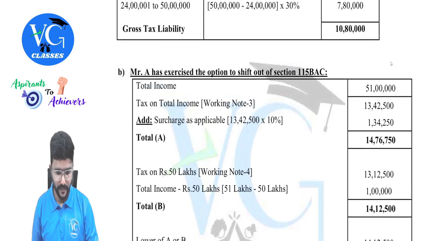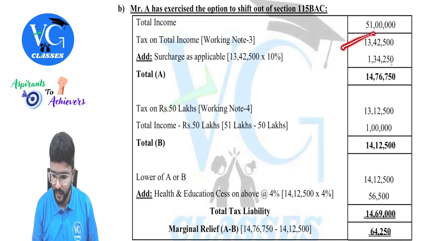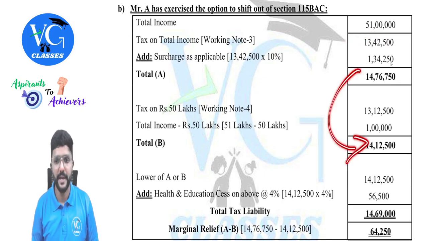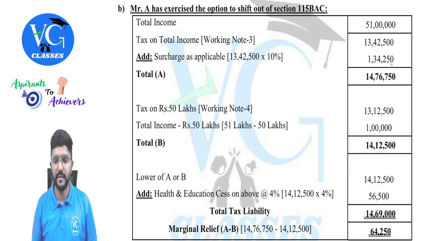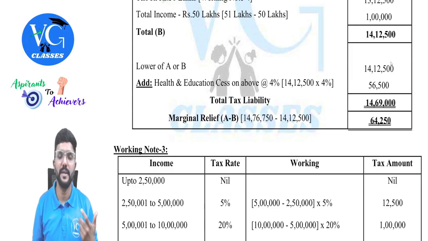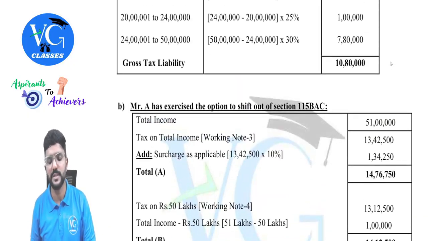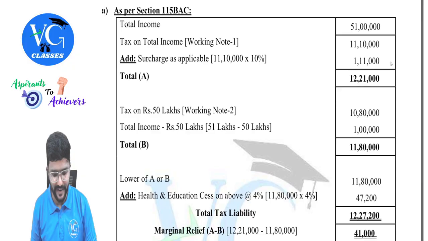Okay, yes, whatever we have got in working note 3 and 4, we have to get it here. So then compare A and B, whichever is lower we need to take, whichever is lower is 14 lakh 12,500. So relief is available here also. Let me tell it, guys. Now, whether question is asked on this or not, but let me just specify.